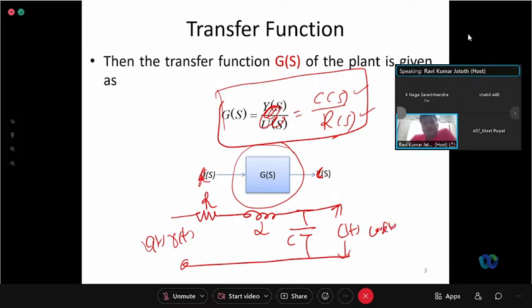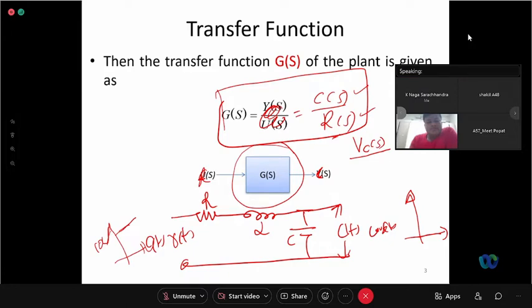What we are interested in is, if you give the input signal all of a sudden, if you apply an input voltage, let us take 10 volts, how your output changes. So I want a ratio of the Laplace transform of the output, the voltage across the capacitor, to the Laplace transform of the input Vi of S. This is what I am trying to find.